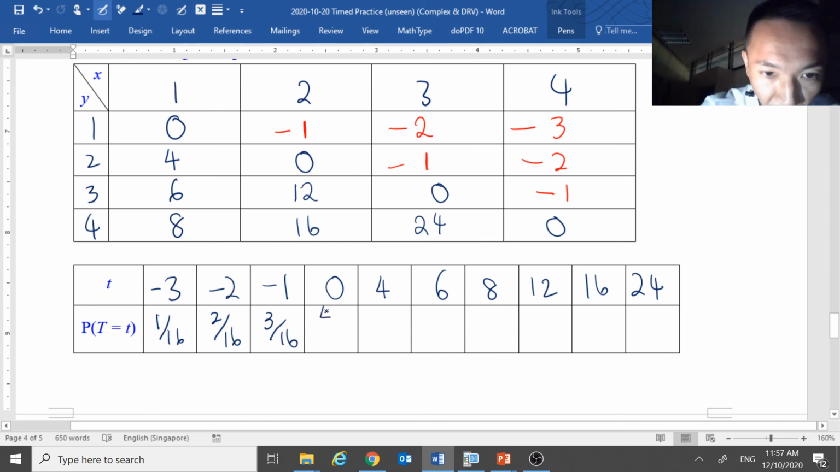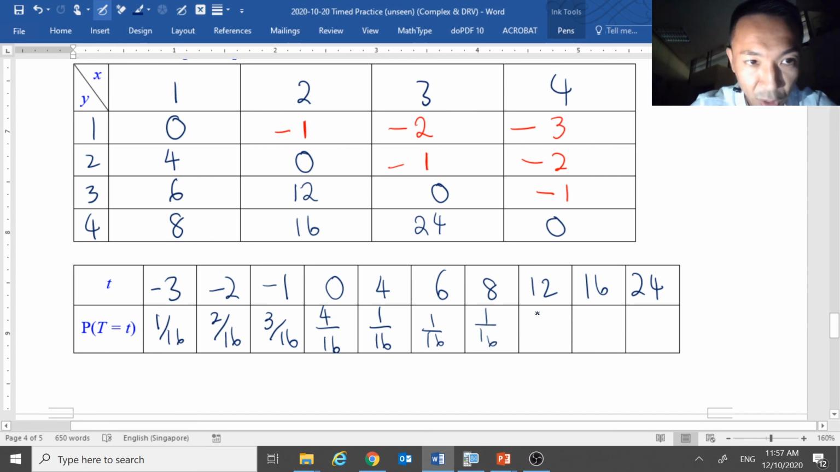Then 0, you get 4 over 16. 4, you get 1 over 16. 6, you get 1 over 16. 8, you get 1 over 16. 12, you get 1 over 16. 16, you get 1 over 16. And 24, you get 1 over 16.